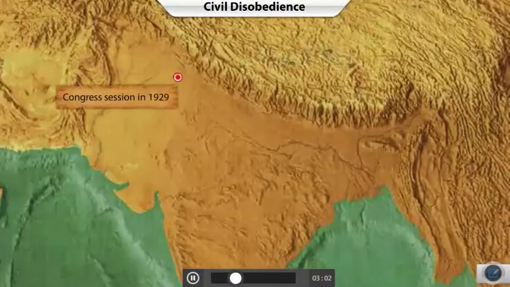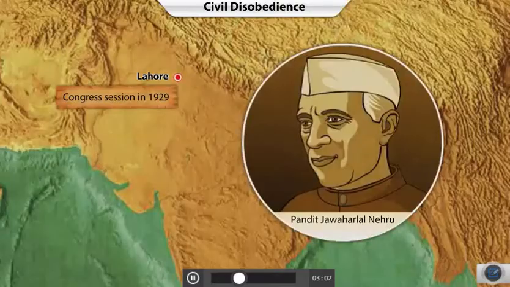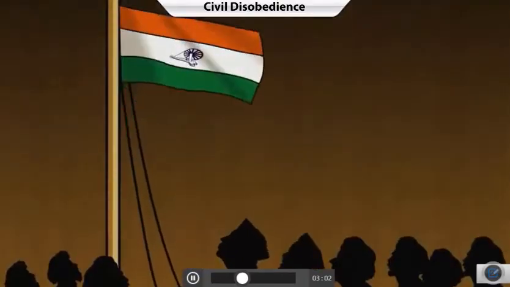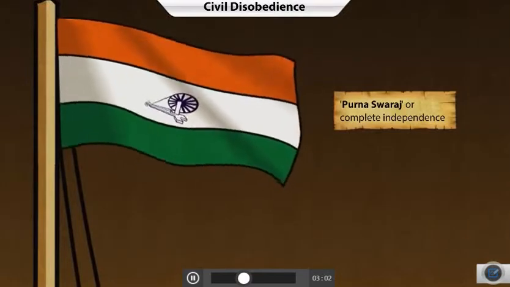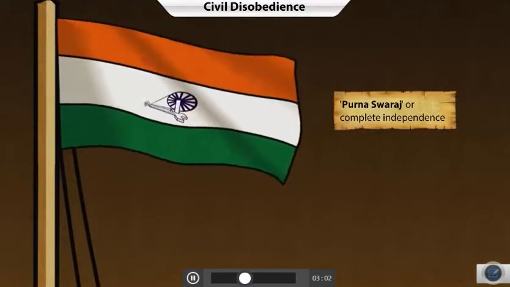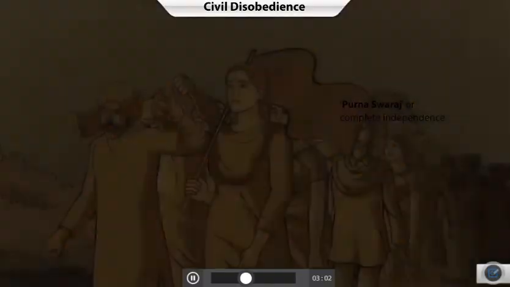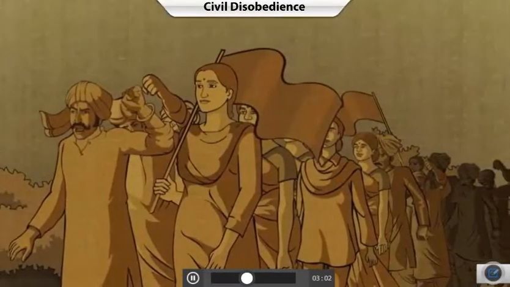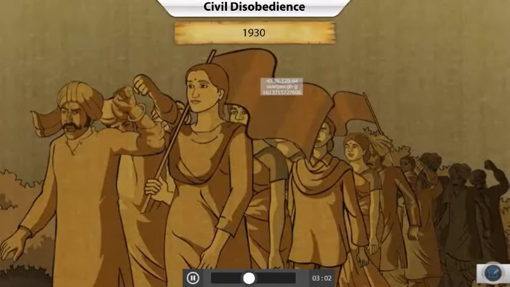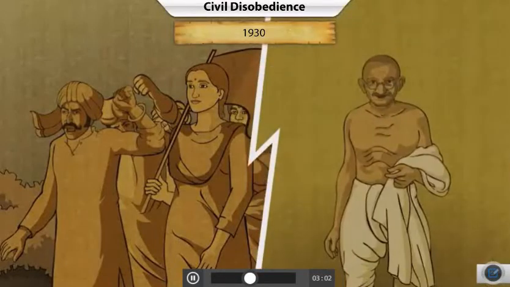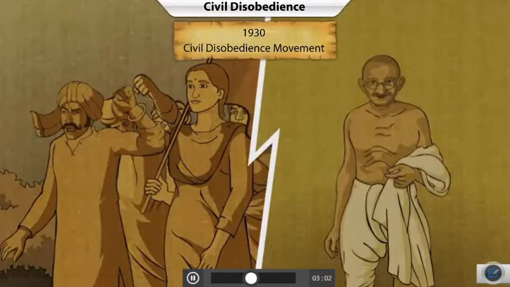In 1929, the Congress held its session in Lahore. This session was headed by Pandit Jawaharlal Nehru. At this session, it was decided to demand Purna Swaraj, or complete independence from the British. The protests against the British grew stronger. In 1930, Mahatma Gandhi launched the civil disobedience movement.